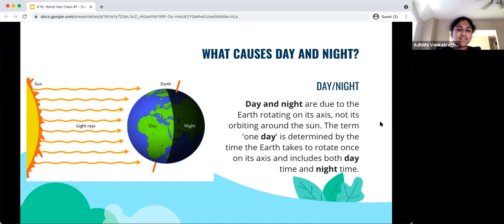So obviously these are what are going to be causing day and night. I'm sure you guys know this, but day and night are due to the Earth rotating on its axis, not its orbit around the sun. So the term one day is determined by the time the Earth takes to rotate once on its axis and includes both daytime and nighttime. And you can see here in this diagram, you can see the sun's rays, and this one half of the Earth, one hemisphere of the Earth is going to be in day, while the other part is going to be in night.